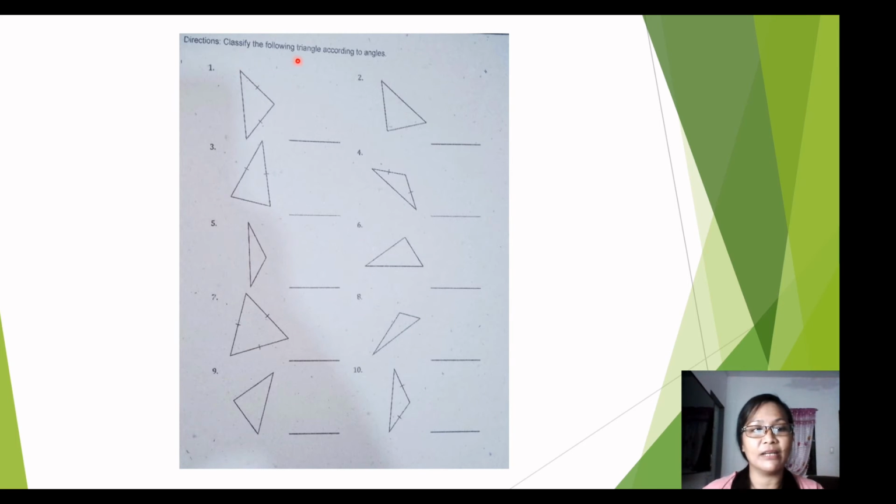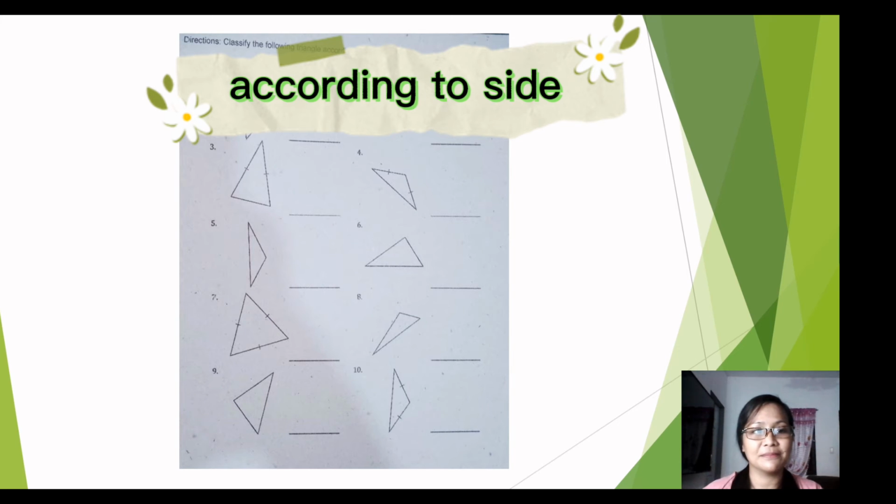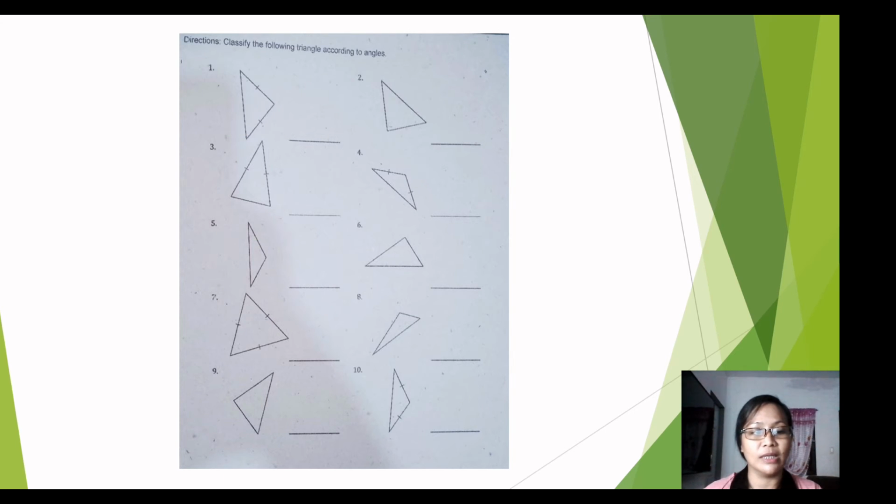Example, classify the following triangle according to sides. So let's look at number 1. As you can see in our number 1, this side and this side are congruent. Why? Because this line and this line, meaning the sides are the same in measurement or congruent. As we learned in our previous slide, if two sides are congruent, then it is an isosceles triangle.